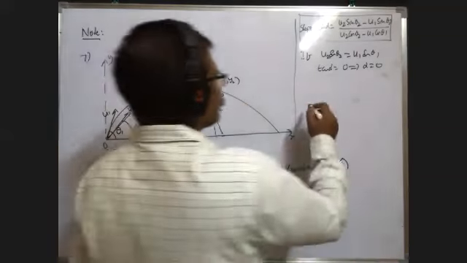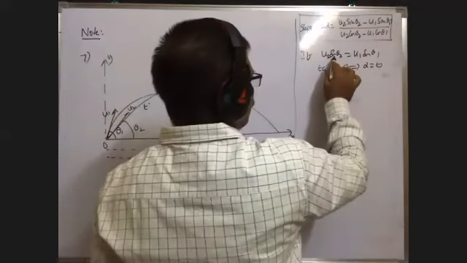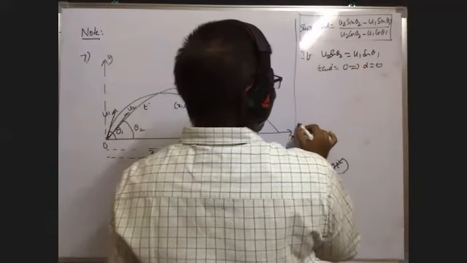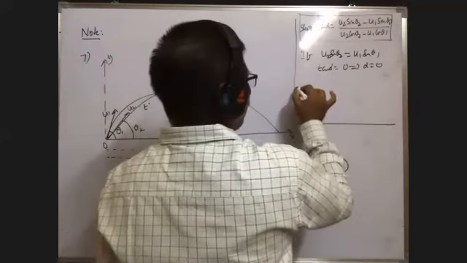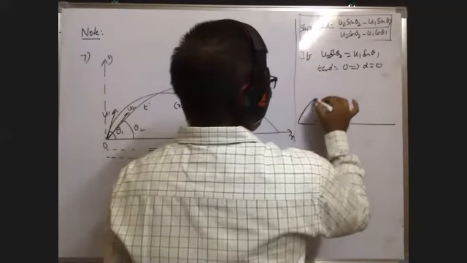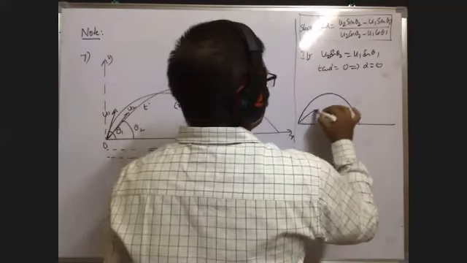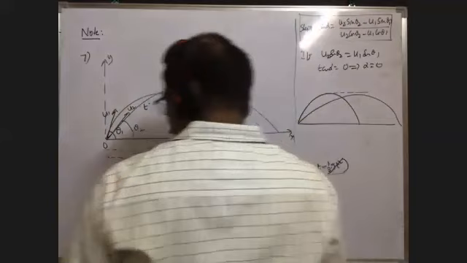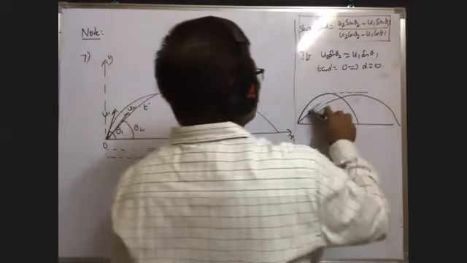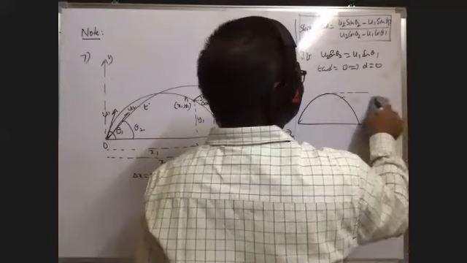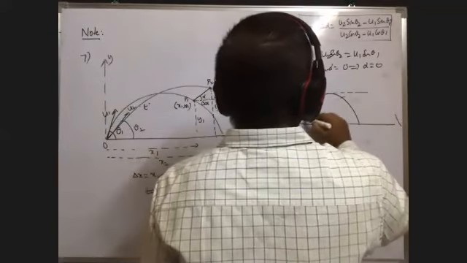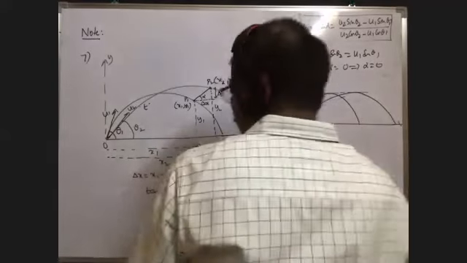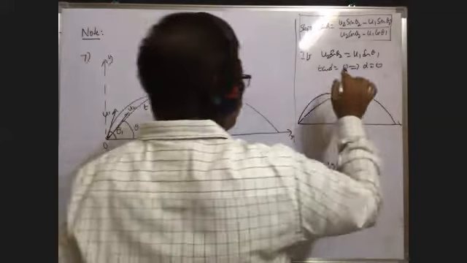Here you see, as the initial vertical components of velocities are equal, both projectiles travel the same maximum height. That can be represented like this. It is one projectile, and this is another projectile. You see, the heights reached are the same. So as the vertical components of velocities are equal, the heights reached must be the same.